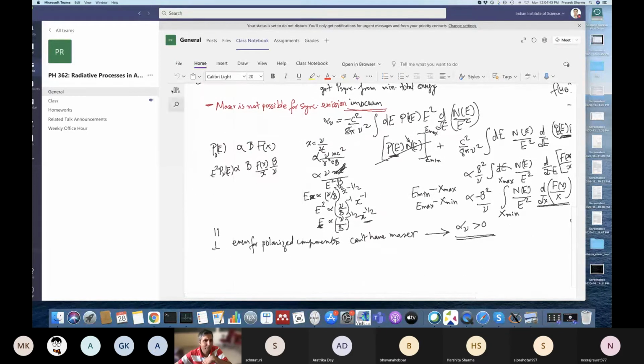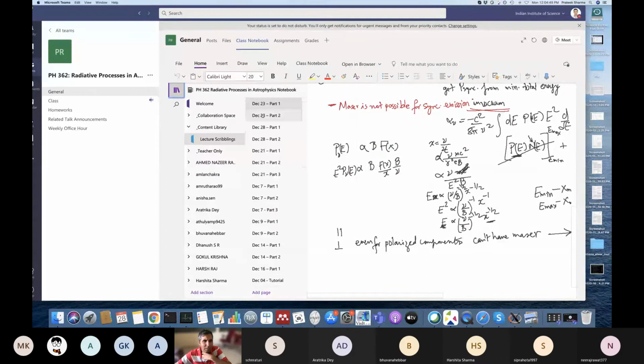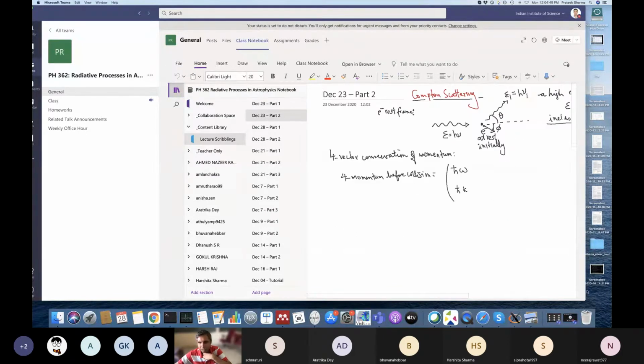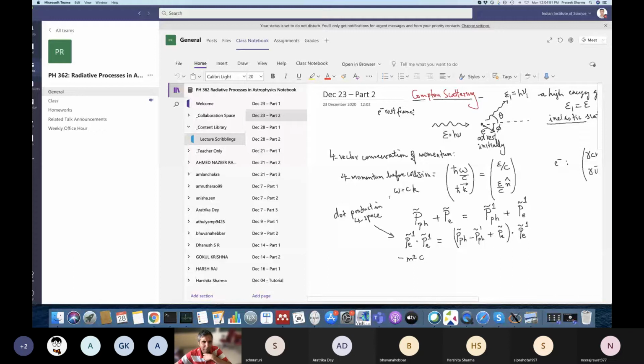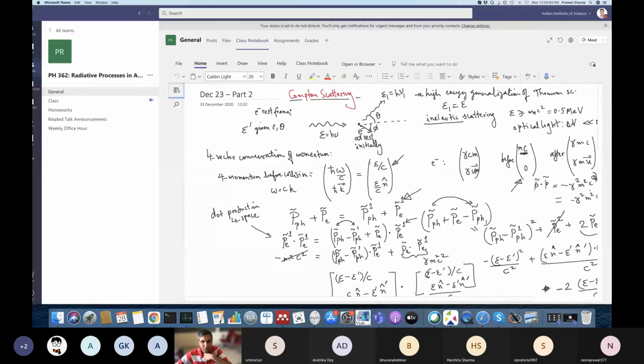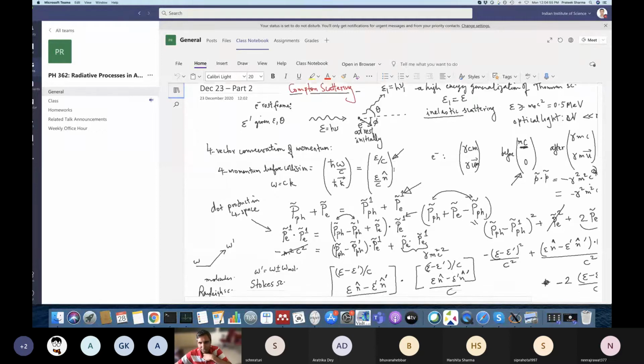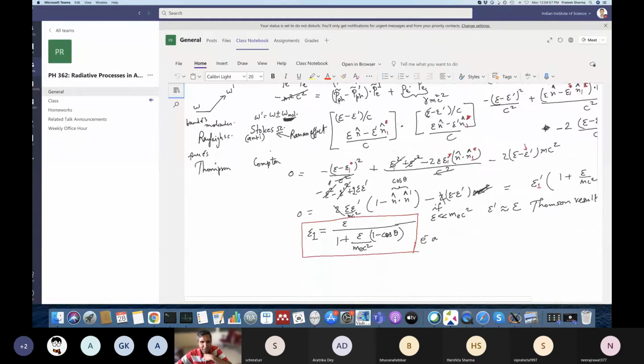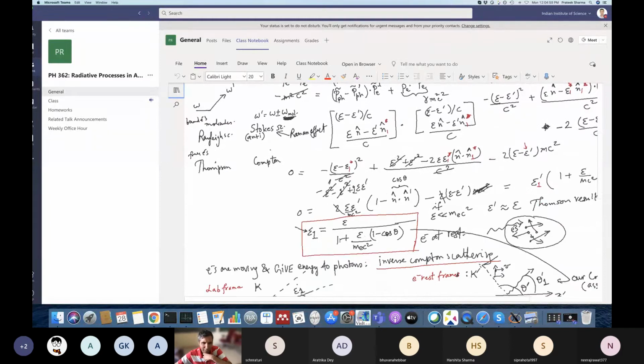This is from the last time. So we had started Compton scattering. Okay, so here is a brief recap of it. We talked about the classic calculation of energy loss in Compton scattering.